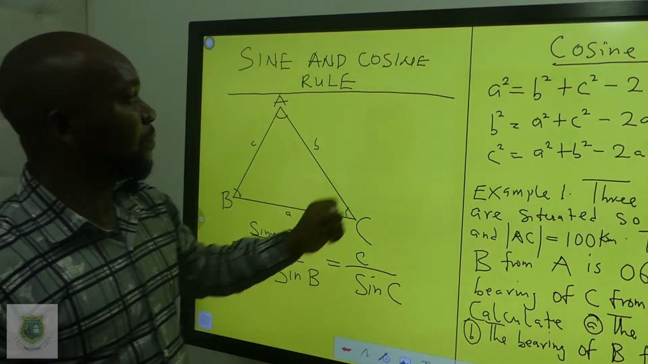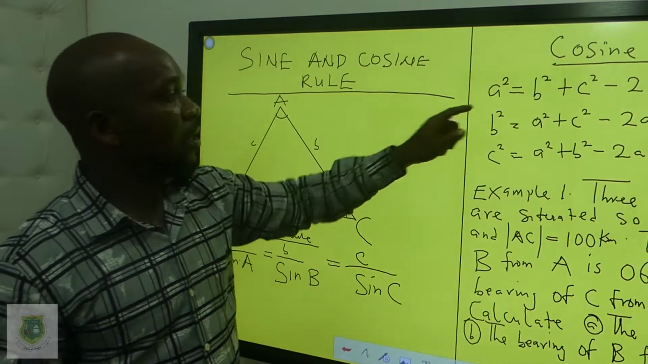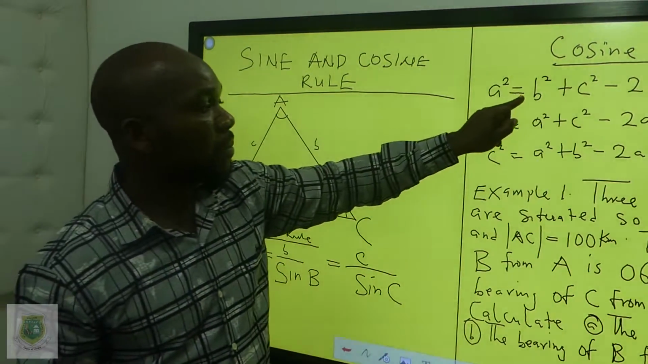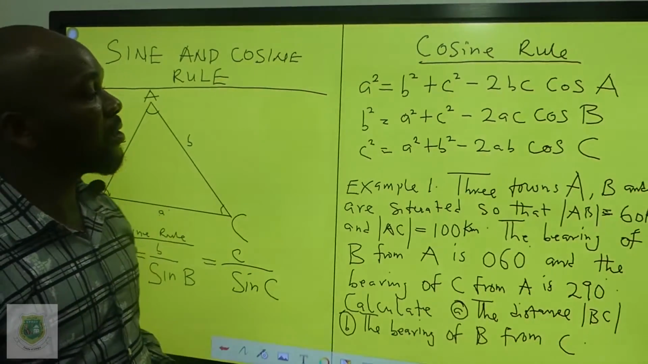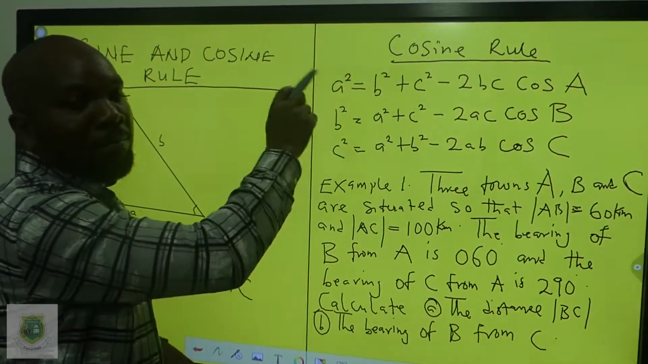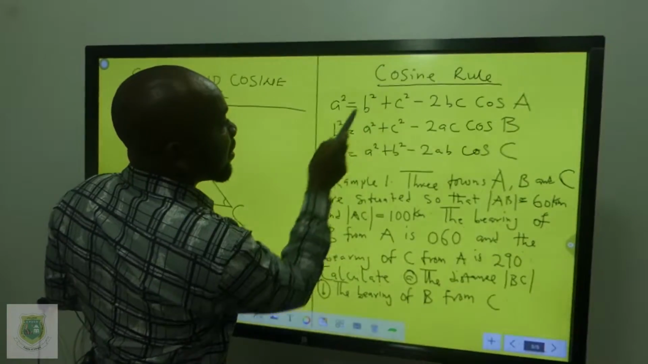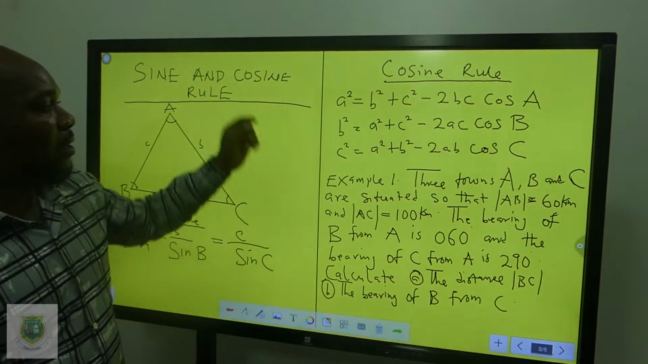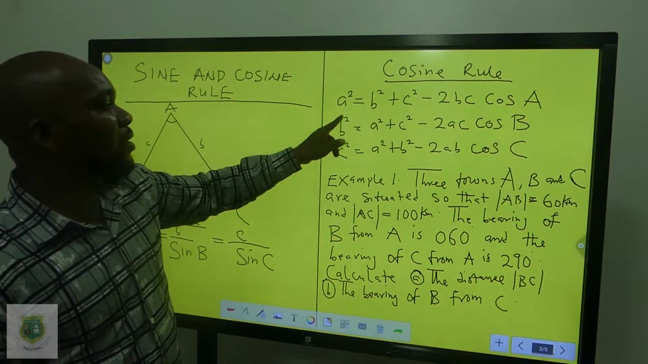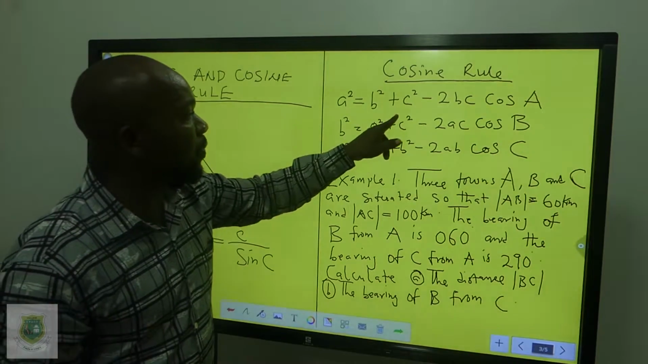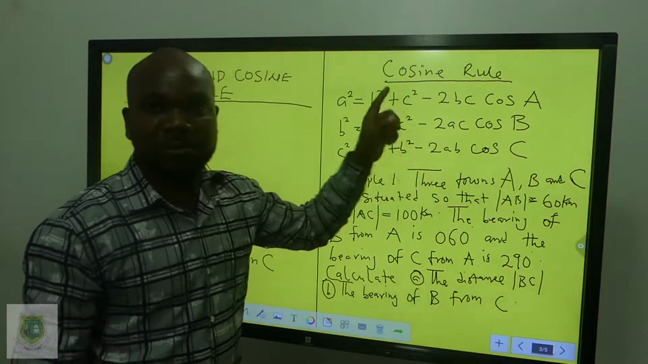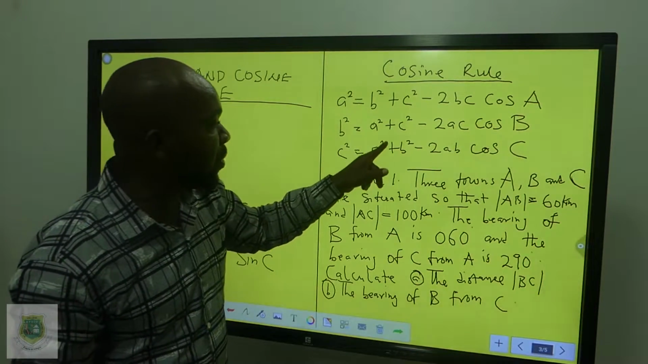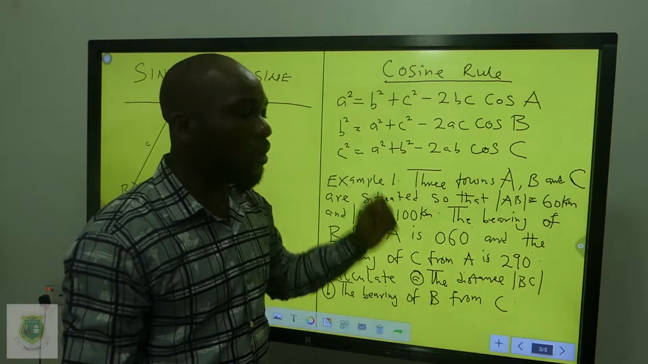So look at it here. A square is equals to B square plus C square minus 2BC cos A. Similarly, B square is equals to A square plus C square minus 2AC cos B. Another one is C square is equals to A square plus B square minus 2AB cos C.